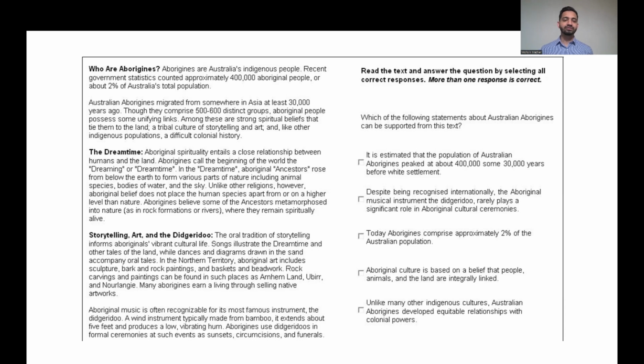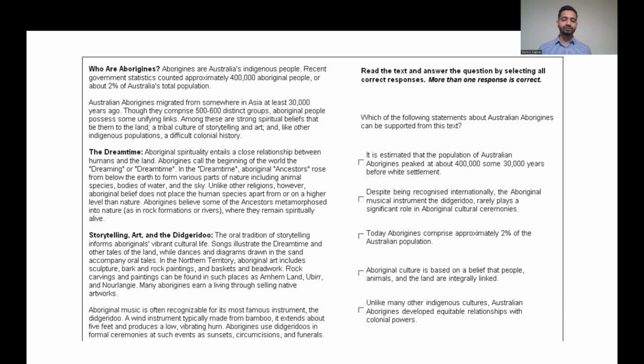Australian Aborigines migrated from somewhere in Asia at least 30,000 years ago. Though they comprise 500 to 600 distinct groups, Aboriginal people possess some unifying links. Among these are strong spiritual beliefs that tie them to the land, a tribal culture of storytelling and art, and like other indigenous populations, a difficult colonial history. Okay, let's read this again. Like other indigenous populations, a difficult colonial history.